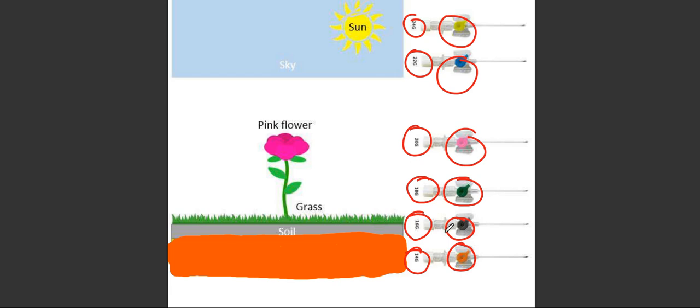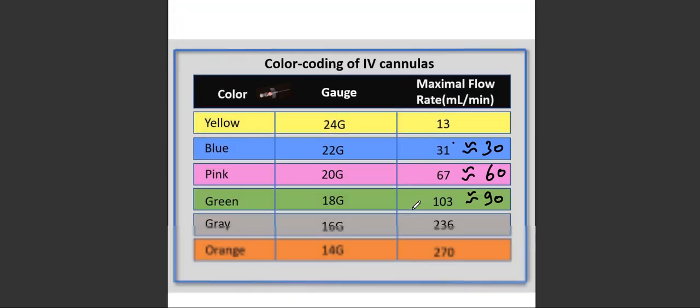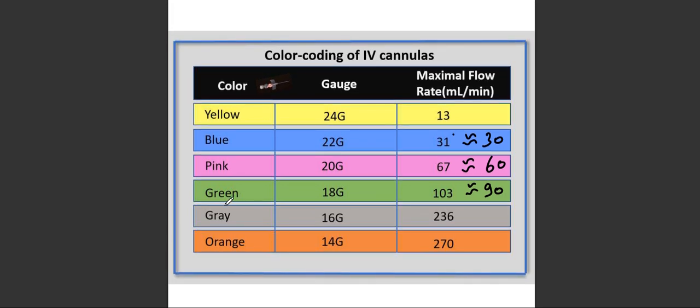Therefore this picture is very important, that is from below upwards there is orange color, then soil which is representing the gray color, above it there is grass which is representing the green color, above is a pink color flower, then sky which is of blue color, and sun which is of yellow color. Then next, as shown here, orange represents the 14 gauge, then increasing with the even numbers, that is 16 gauge, 18 gauge, 20 gauge, 22 and 24.